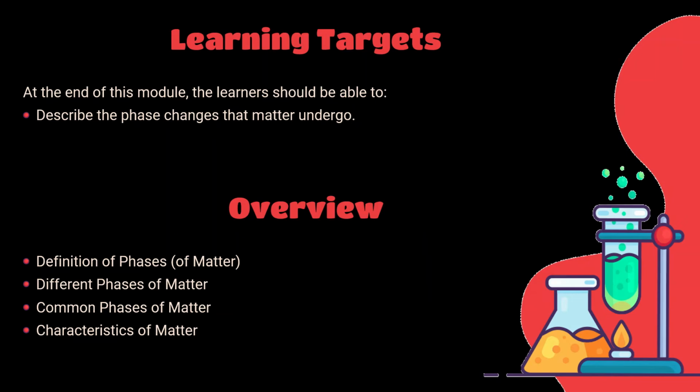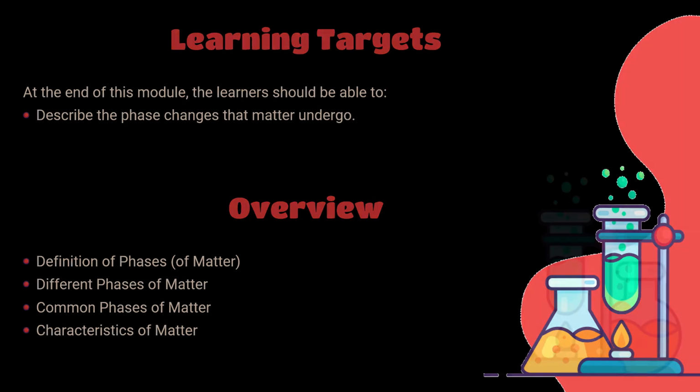Before we proceed with our lesson, let us have our objective. At the end of this module, the learners should be able to describe the phase changes that matter undergo. And then we have the lesson overview. These are the different topics that we are going to discuss in this module. First, definition of phases of matter. Second, different phases of matter. Third, the common phases of matter. And lastly, the characteristics or properties of matter.